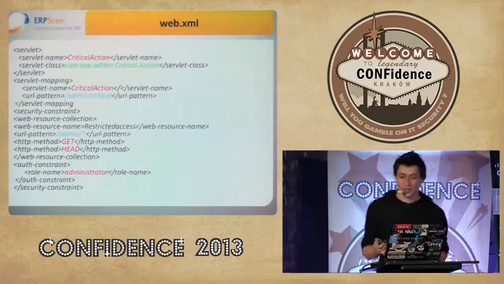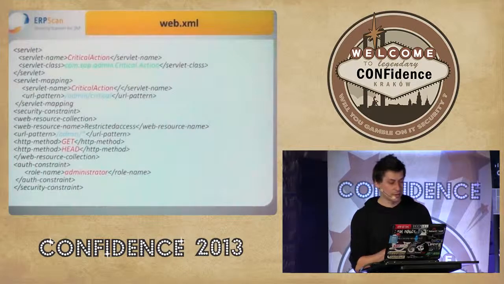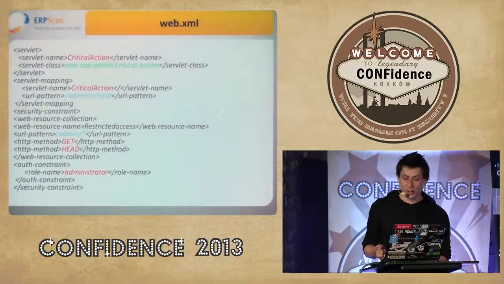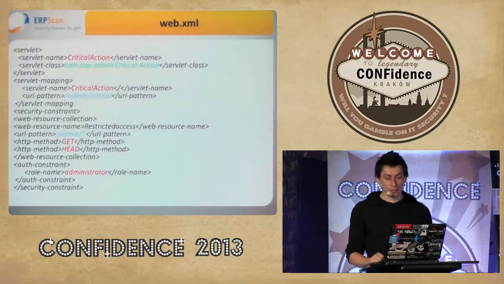Another attack version. Assume the web.xml also requires authentication for the HEAD method, and HEAD is mentioned in the HTTP method tag. Let's look closely at the descriptor and see more tags like servlet class and URL pattern. This means that if a user performs a GET or HEAD request to the critical action servlet located in uri/admin/critical, then the user must have administrator rights to access the servlet. And if we could call the servlet by a URL which is not specified in the URL pattern tag, we could bypass authentication. And SAP has a tool called invoker servlet, which allows calling a servlet by its class name only.